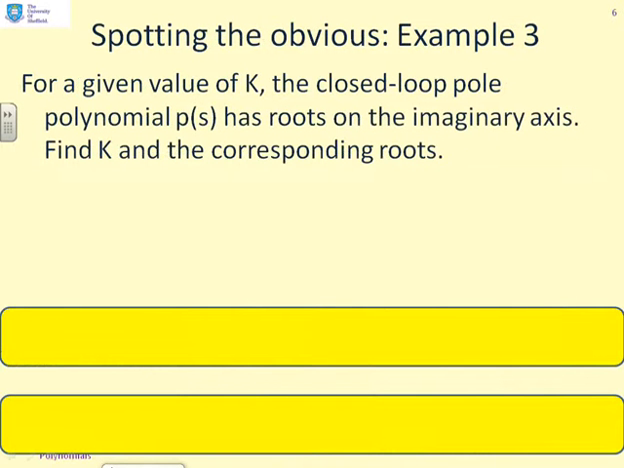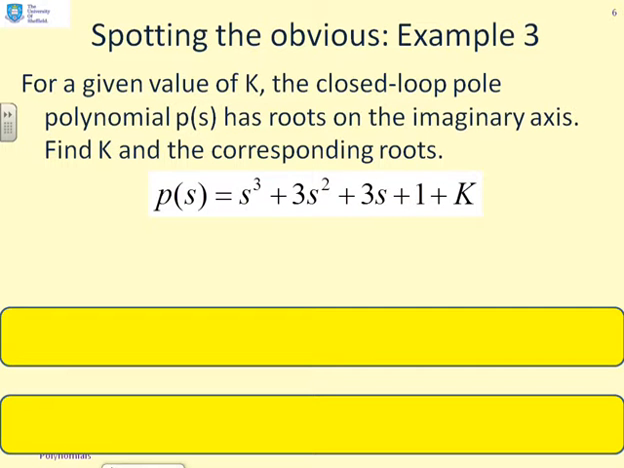Alright, example 3. Now this is a different type of problem, the type that maybe appears in control engineering. So I'm now going to have a variable in my polynomial, and that variable is k. But what I'm told is that my polynomial has got roots on the imaginary axis. And it says, given that observation, can you find k and factorise the polynomial? So here's my polynomial. P of s equals s cubed plus 3s squared plus 3s plus 1 plus k.